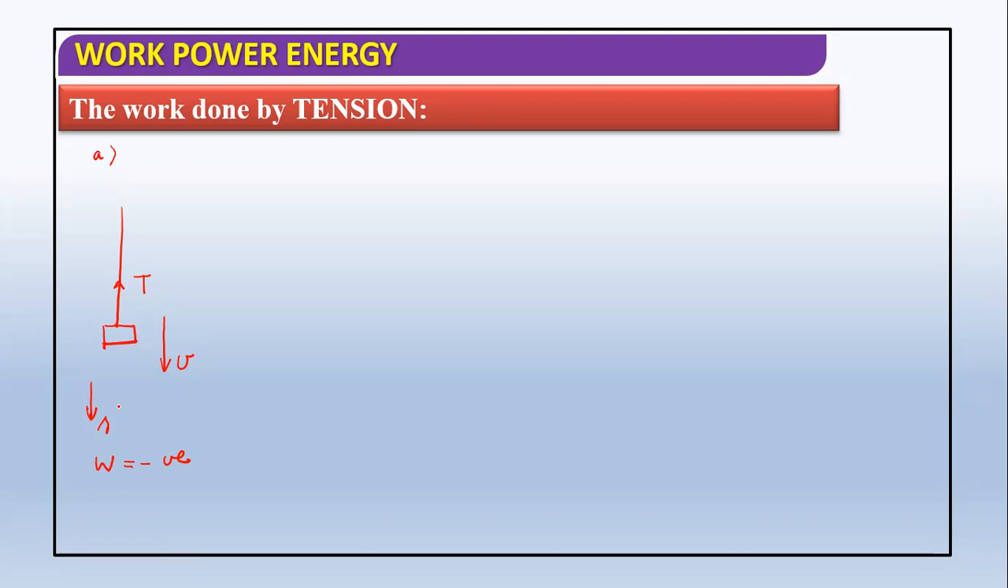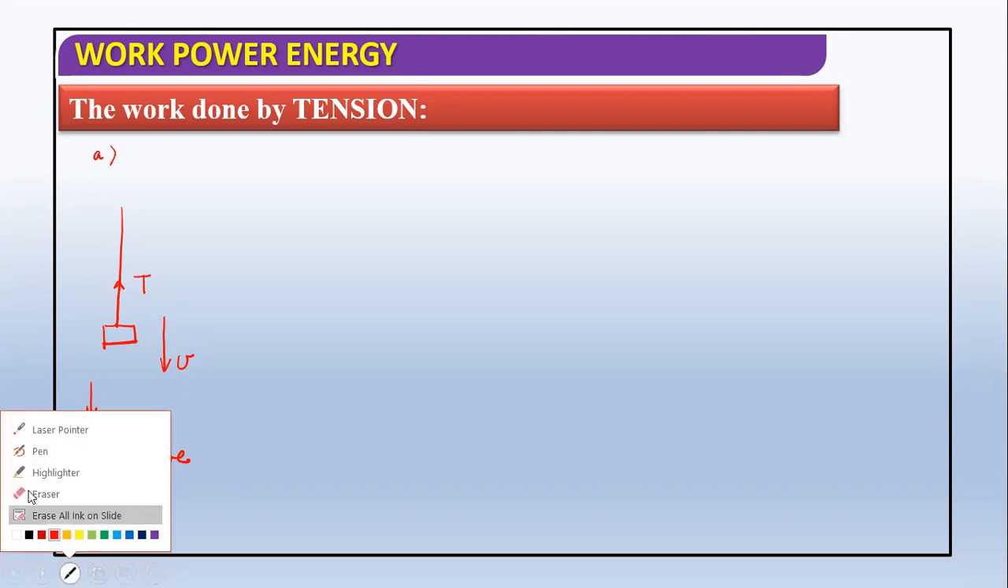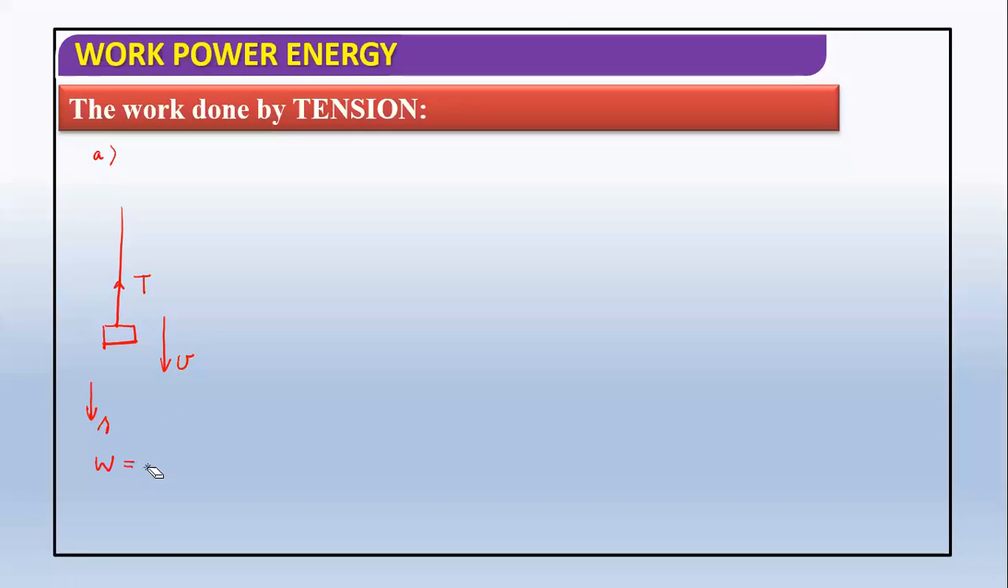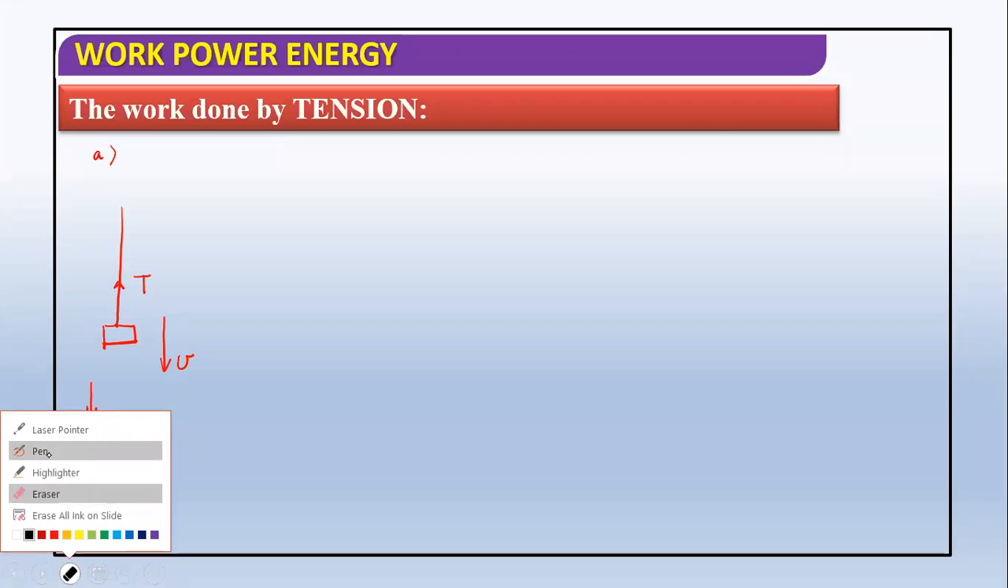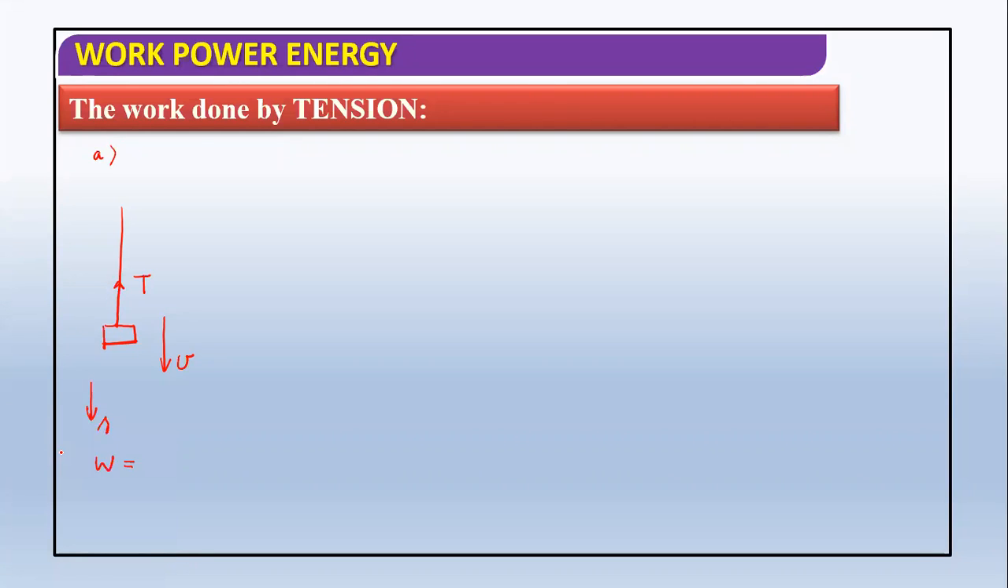Or better we can write cos 180. Cos 180 means opposite direction. Tension upward, displacement downward. So minus Ts. So negative.